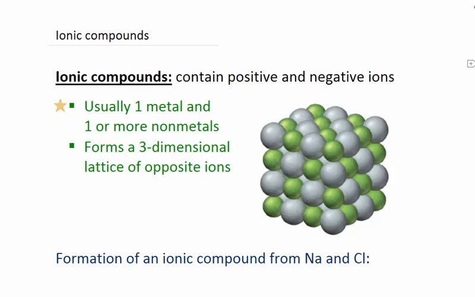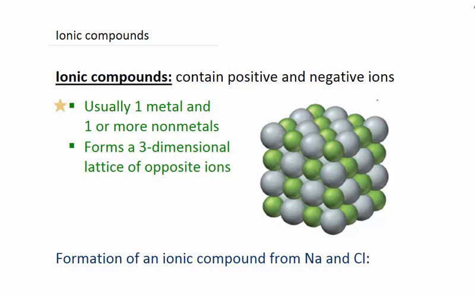We can spend some time talking about ionic compounds now. Ionic compounds are the other type. Molecular compounds were nonmetals only. They were small groups of atoms that were bonded together. Ionic compounds are different.